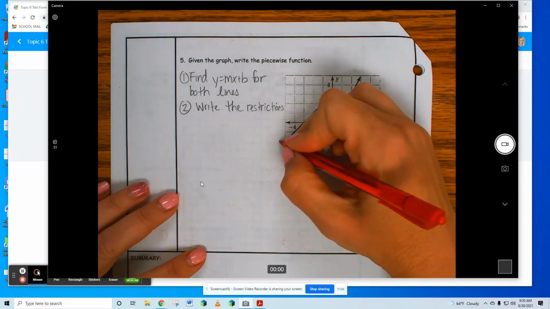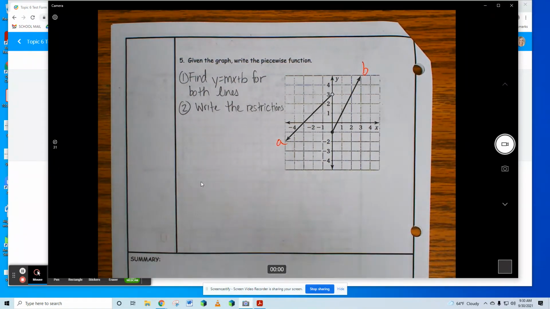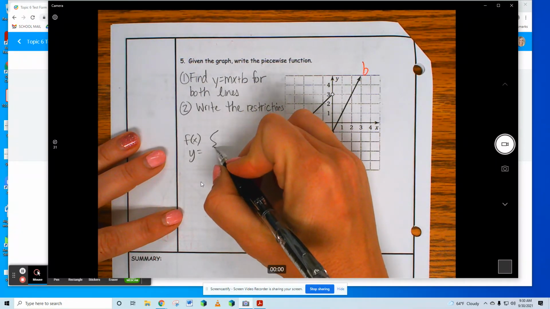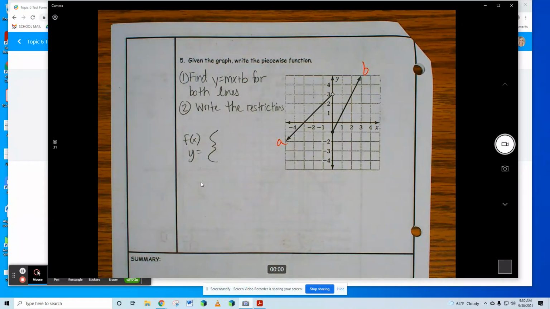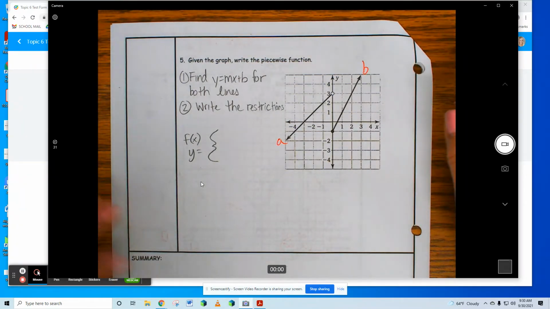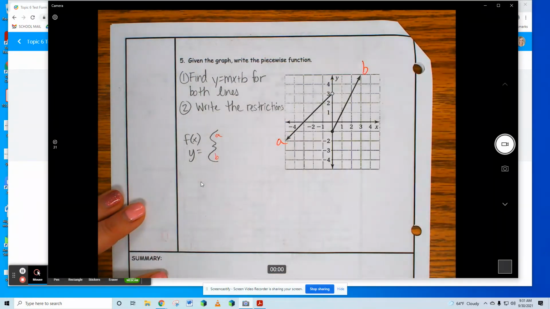Let's call this line A, and I'll call this one line B. Here's how I do this. I either write f of x or y equals. I do a special bracket, because I have to write two equations, y equals mx plus b. All right. Where do I begin on this line A? What am I beginning at?